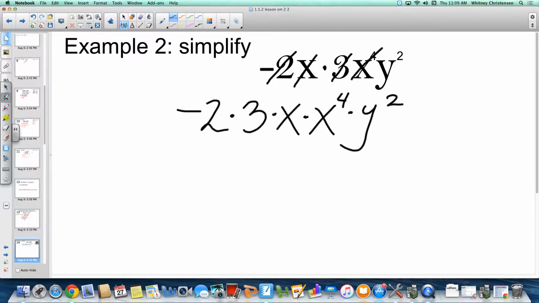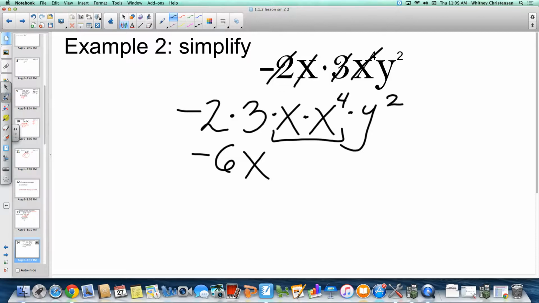Simplifying piece by piece. Negative 2 times 3, do I add those together? No, those are numbers. We multiply the numbers. Negative 2 times 3 is negative 6. Now right here with x's, we're multiplying the same base, so what do we do with the exponents? You add. So we get x to the fourth, right?